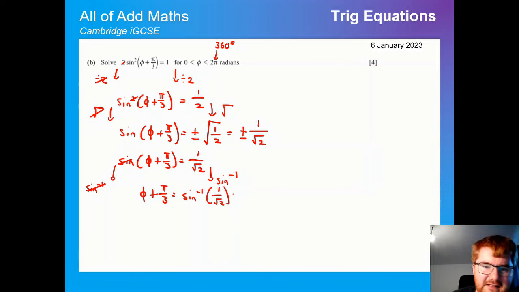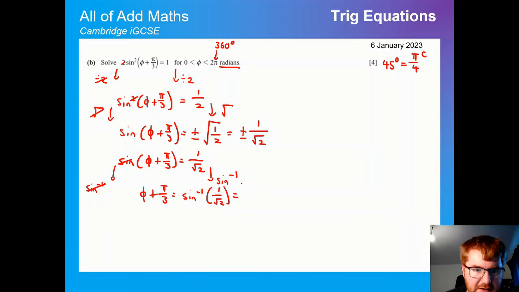Again, this is what I expect an Add Maths student to know off by heart. Again, you can check this on your calculator as well. Well, this is equal to 45 degrees, but remember, we are working in radians. So 45 degrees, again, something you also need to know off by heart, is equal to pi over 4 radians. So this is going to equal pi over 4 as one of the answers.